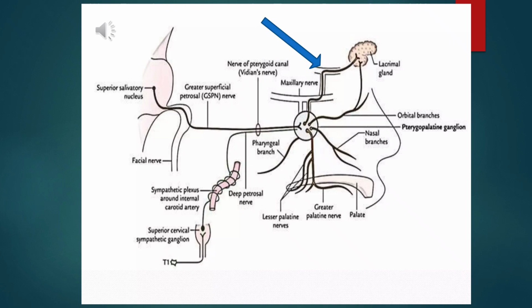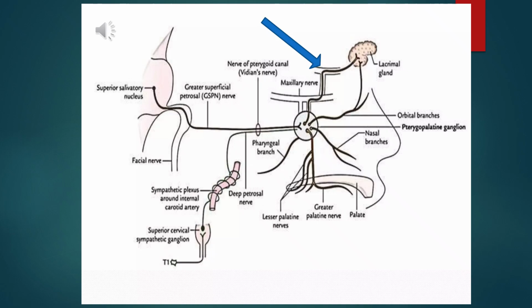In the pterygopalatine ganglia, no synapse occurs and the fibers are redistributed into several branches: orbital branches, palatine branches, nasopalatine or sphenopalatine branches, and pharyngeal branches. One branch of fibers goes back into the pterygopalatine nerves, relays back into the zygomatic nerve, and then the zygomatic nerve meets the lacrimal nerve, and then the fibers reach the lacrimal gland.